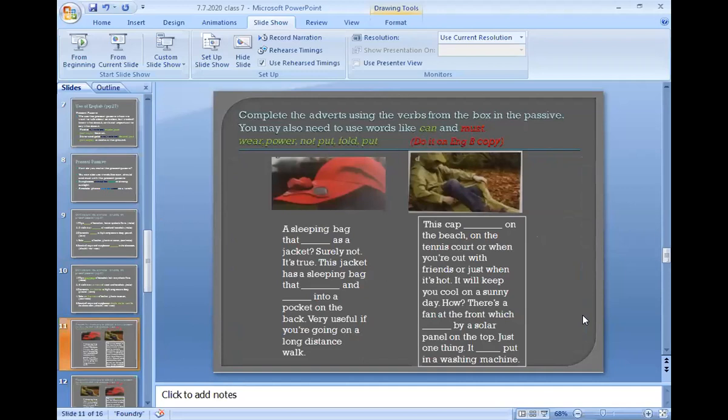Complete the sentences using the verbs from the box in the passive. You may also need to use words like can and must. What are the words? Two words are given to you, modals like can and must. So what are the options? Certain words are given to you: wear, power, not put, and fold, and last is put. Now I have written clearly on the top, do it in the English B copy. Which copy? Do it in the English B copy.